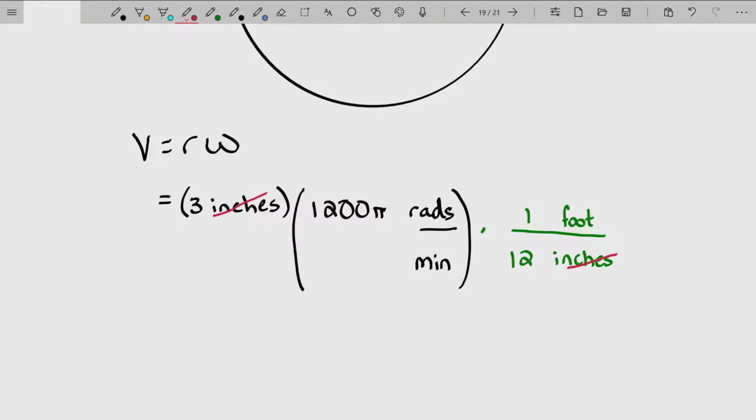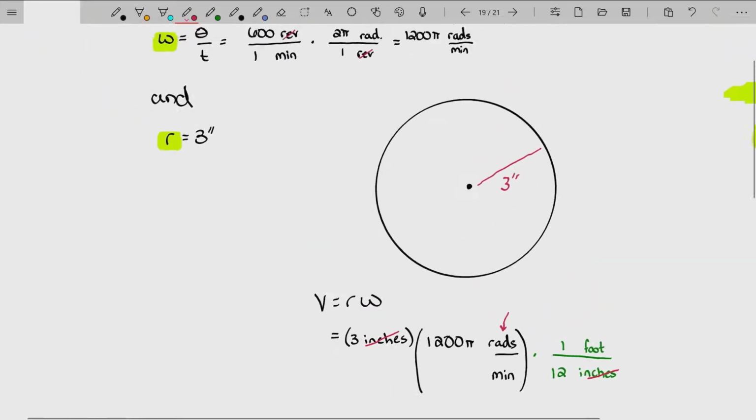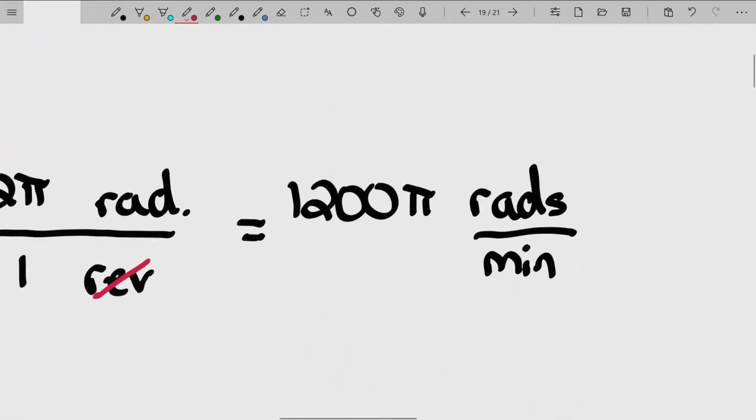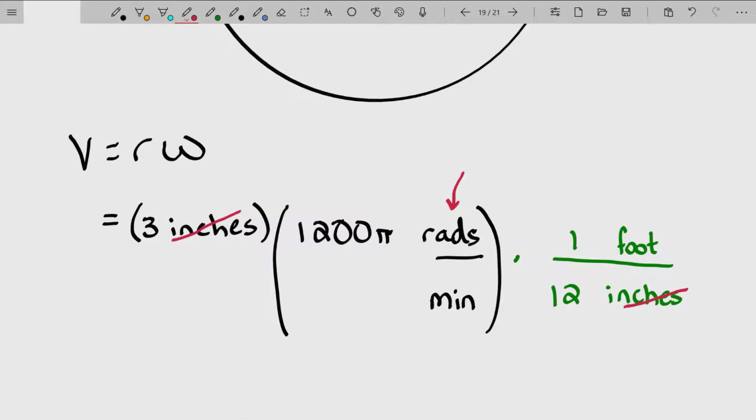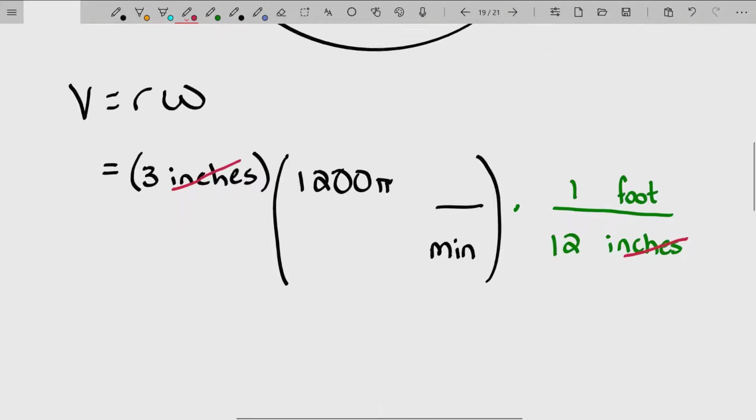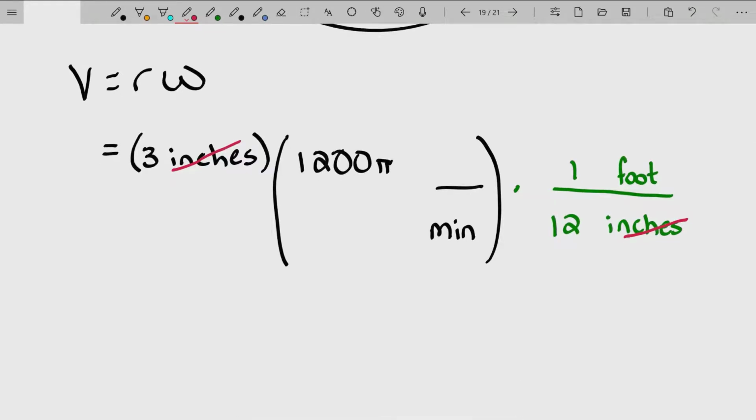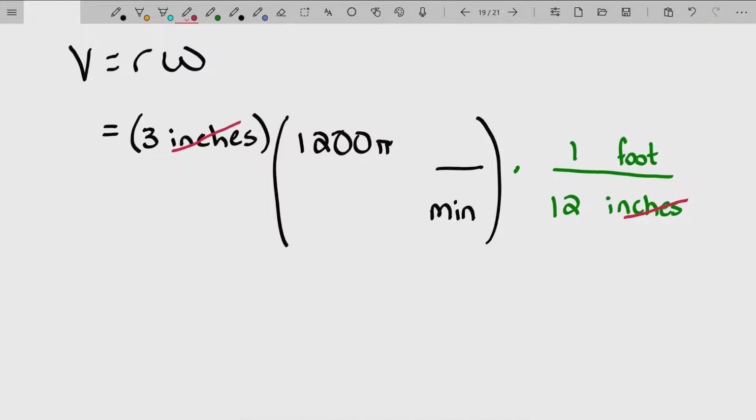Remember, radians is unitless. We would only write that word radians there if we had a rate that was angles per time. Then you definitely want to say 1200 pi radians per minute rather than 1200 pi per minute. But when you are using other unit analysis, because it's technically unitless, you can remove that word radians. And so you'll see that we end up in feet per minute. All right, so let's do the multiplication here. 12 goes into 1200 100 times, and 3 times 100 is 300. So we have 300 pi, and that's feet per minute.